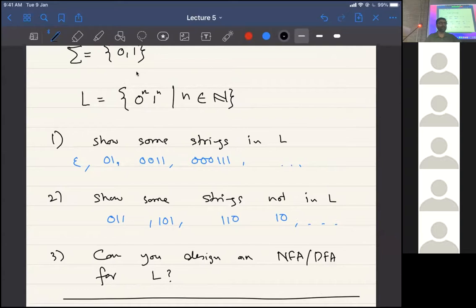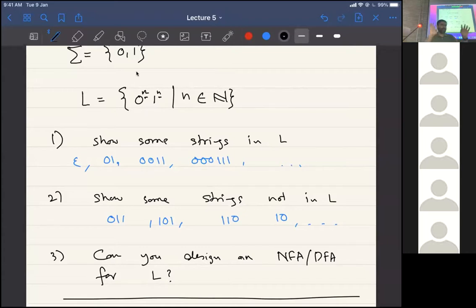Why is it impossible to construct a DFA? The n over here tells us that every string in this language has the same number of zeros and ones, and all the zeros come before the ones. Since we do not know what this n is, it is a natural number. It could be zero, one, three, 100, a million, a huge number. So for example, imagine there exists a DFA which accepts this language.